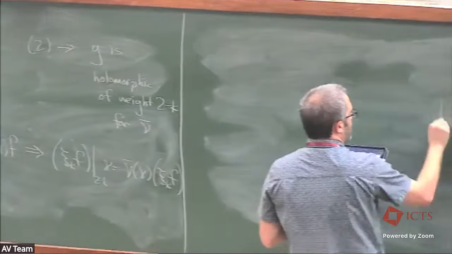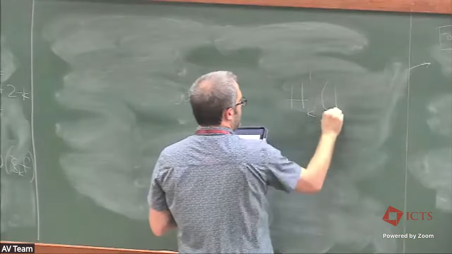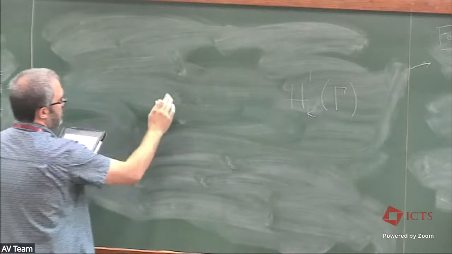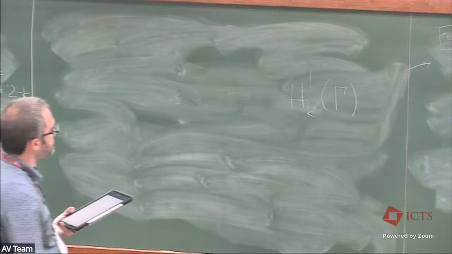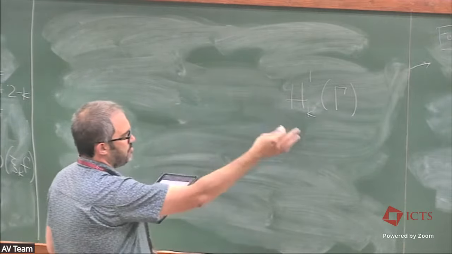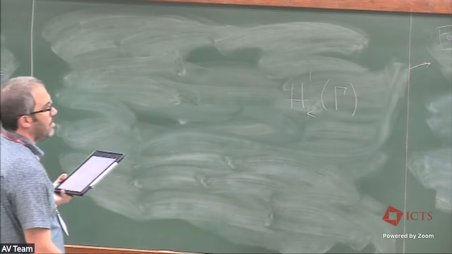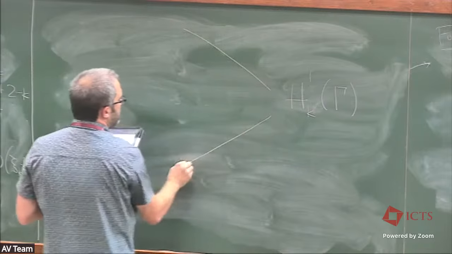Okay, so let's start with the space H_k^! of Gamma, if you like. These are all the harmonic Maass forms, and there's no condition on these based on the shadow or the holomorphic part. But what I want to do is go in two directions here.